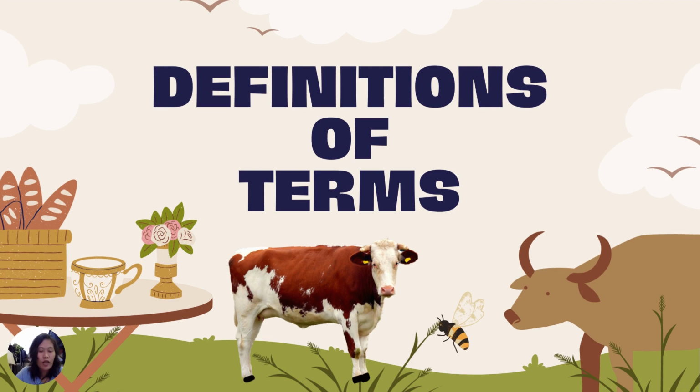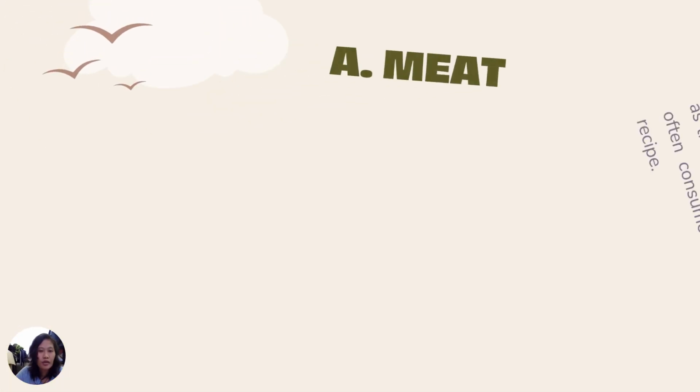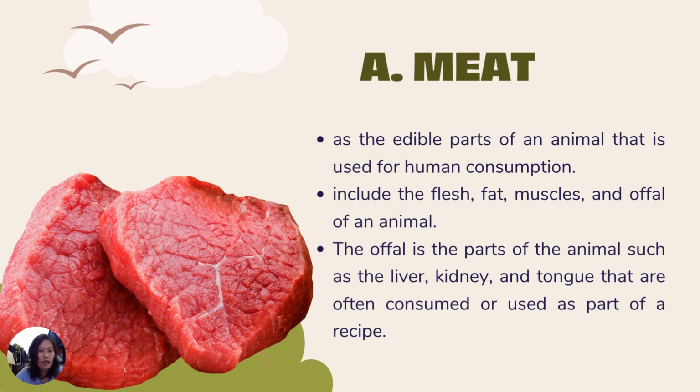So here are the definition of terms. Number one is the meat. So what is meat? Meat is the edible parts of an animal that is used for human consumption. It includes the flesh, the fat, the muscles, and the offal of an animal. So the offal is the parts of the animal such as the liver, the kidney, the tongue, that are often consumed or used as part of a recipe.